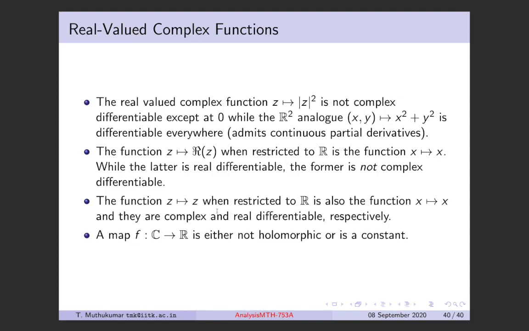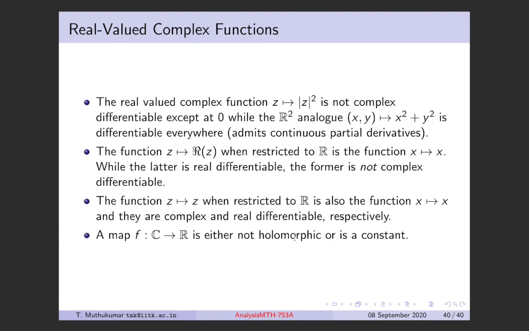And again you see z going to real part of z is a map from C to R, and that also turned out to be not differentiable. In fact, this property is true for any function from C to R. There's nothing special about mod z square or real part of z, right? If you take any function which is real valued on the complex plane, either it's a constant function, fine. If it's not a constant function, then it cannot be holomorphic, right? And how do you verify this?